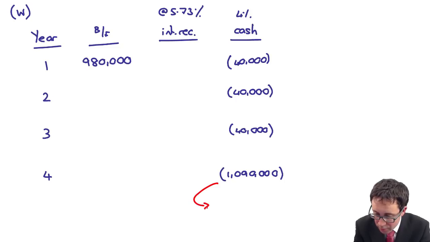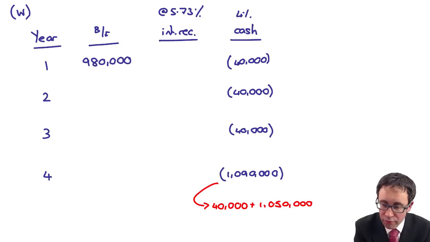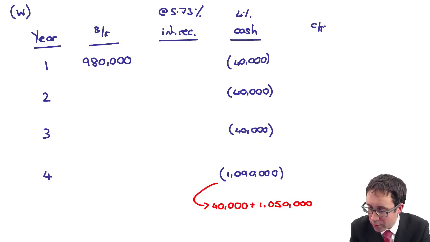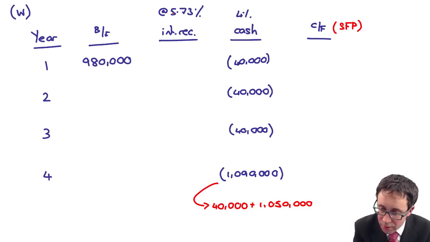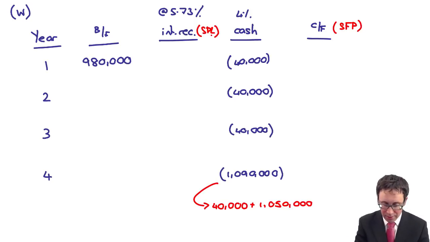Why? Because that's the 40,000 contractual cash flow plus the 5% premium on the principal. Okay. That will then give you your carry forward. And what we see there is that the carry forward figure is what appears on the SFP. The interest receivable is what will then go through on the statement of profit or loss. Okay, excellent. So let's tap away on your calculator.